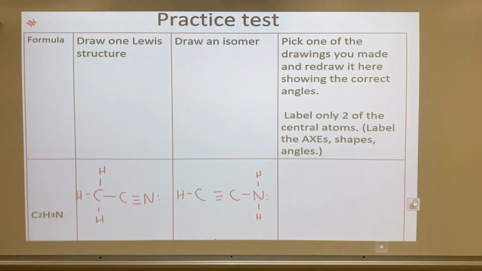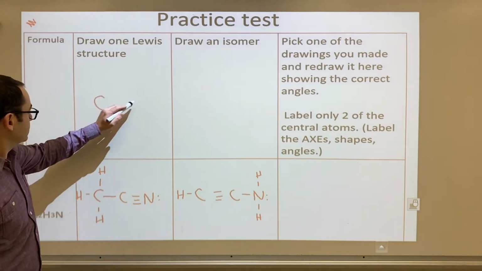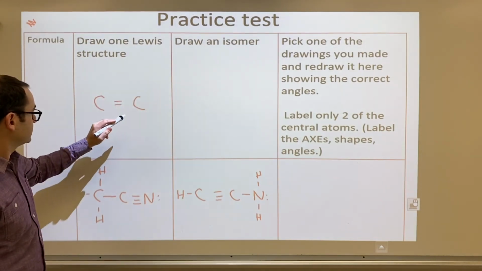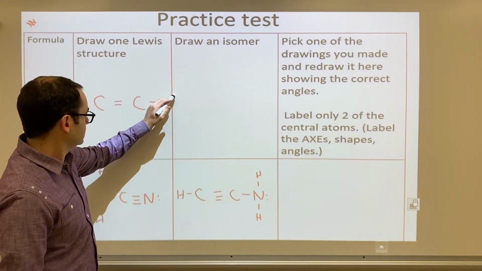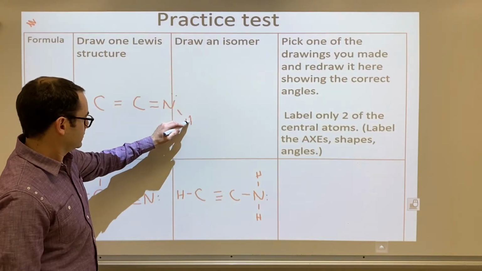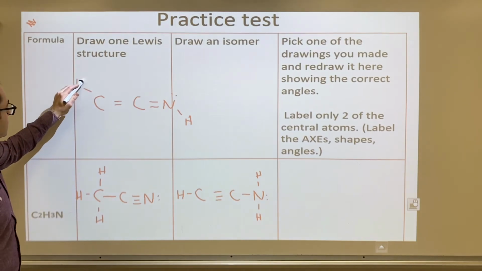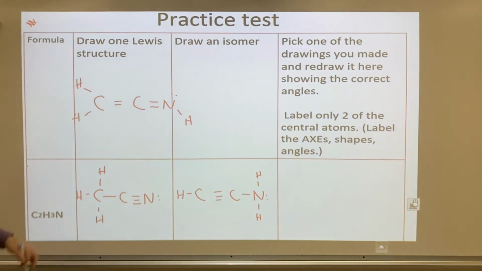Does anybody have another one? Yeah, Brandon. 2 carbons with a double bond. Then with the double bond with the nitrogen. Then 1 hydrogen off of that. And the hydrogen's going off the other carbon. Cool. Good. Anybody have any others? No? Okay, those 3 are good, great examples.